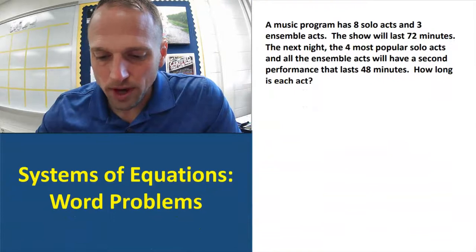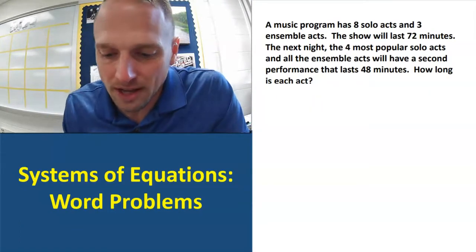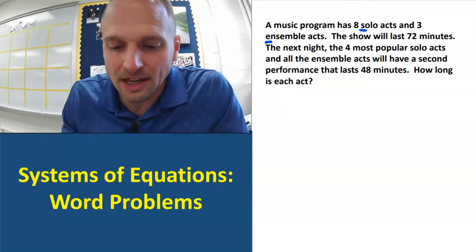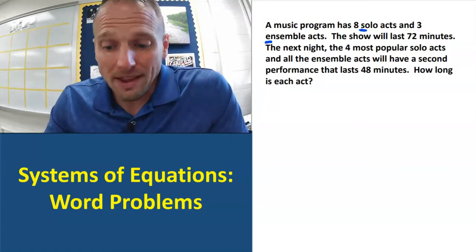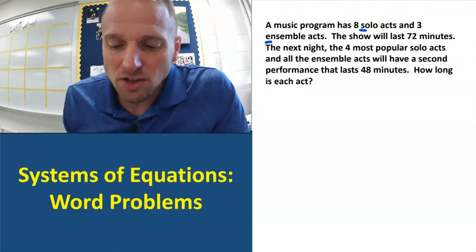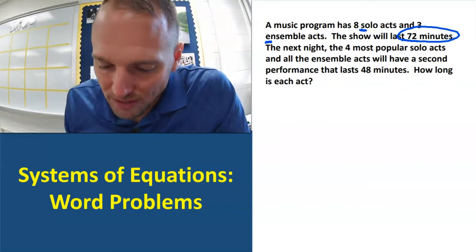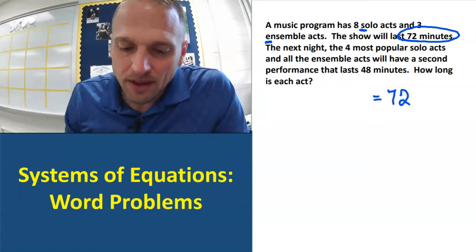A music program has 8 solo acts and 3 ensemble acts. So it looks like what I'm going to be talking about here are solos and ensembles, okay? I could probably write that down right now. Maybe we'll just read it a little bit more. The show will last 72 minutes. That's a total. So I know 72 minutes is going to go after the equal sign.